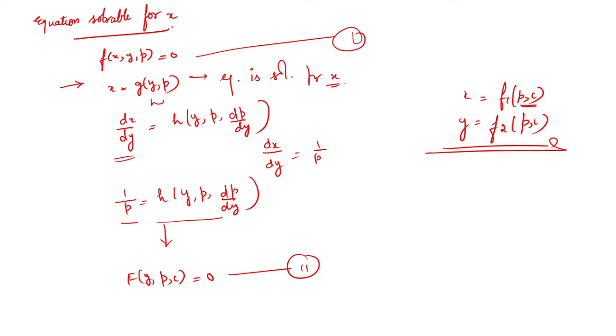Now for that we will do one question. Suppose that the question is like x equals y plus a log p. Now you can see easily, in this case x can be written as a function of y and p. So it can be solvable for x. So if it is solvable for x, what you have to do? You have to find derivative. So firstly we will find derivative with respect to y.